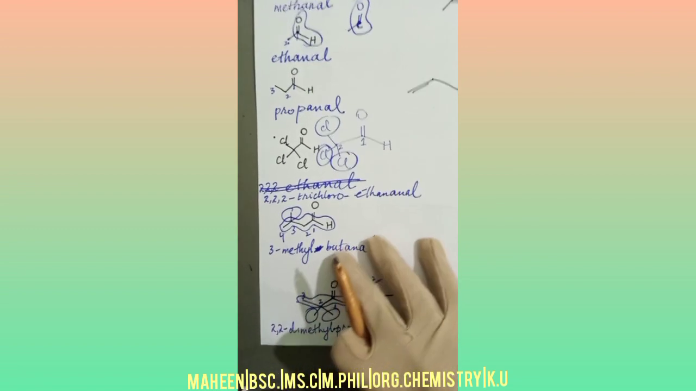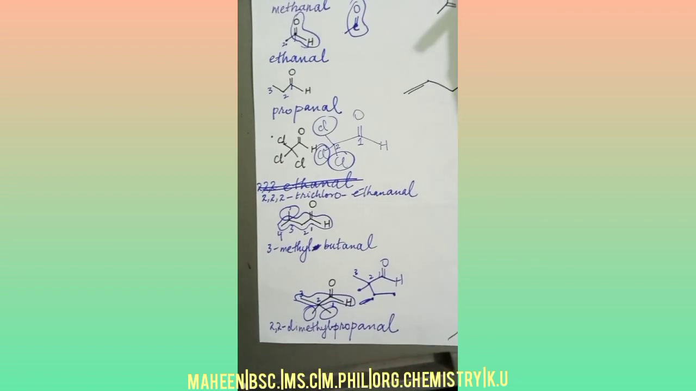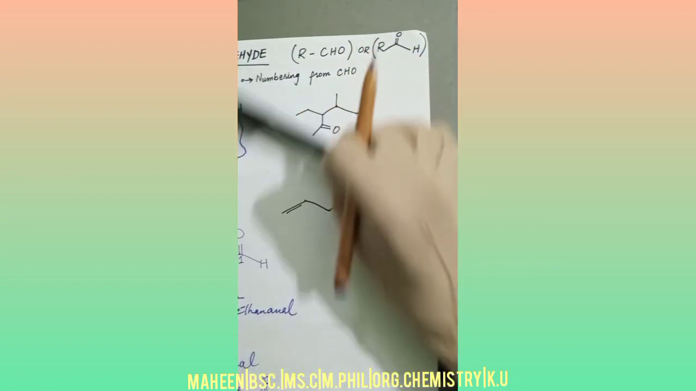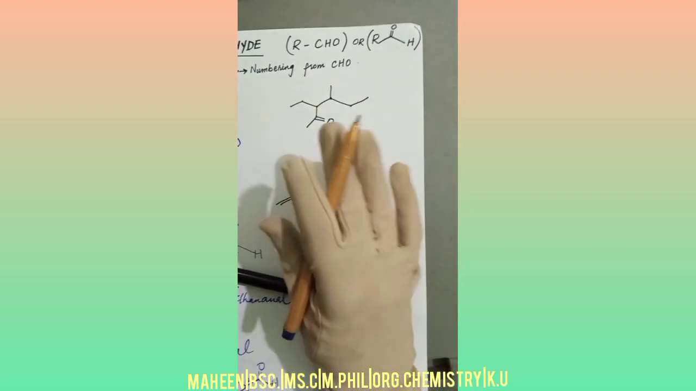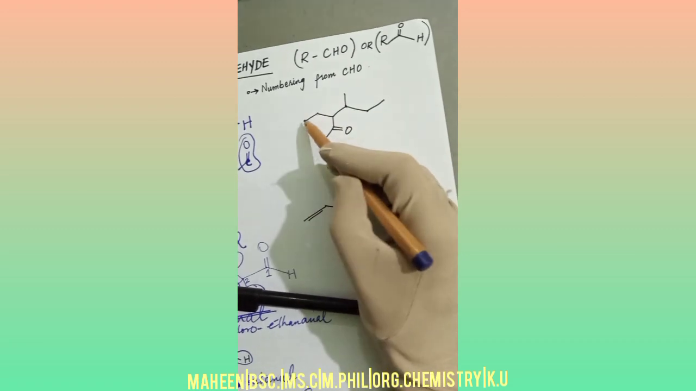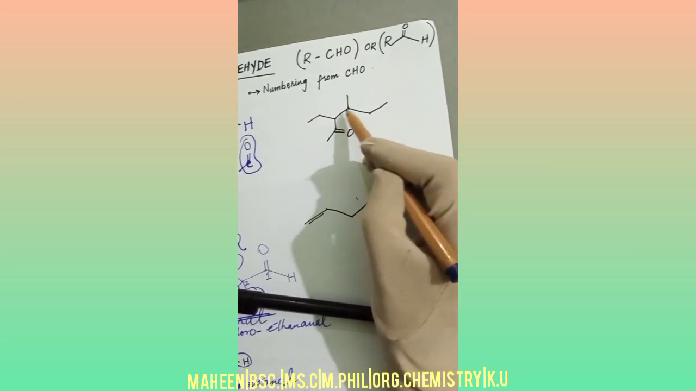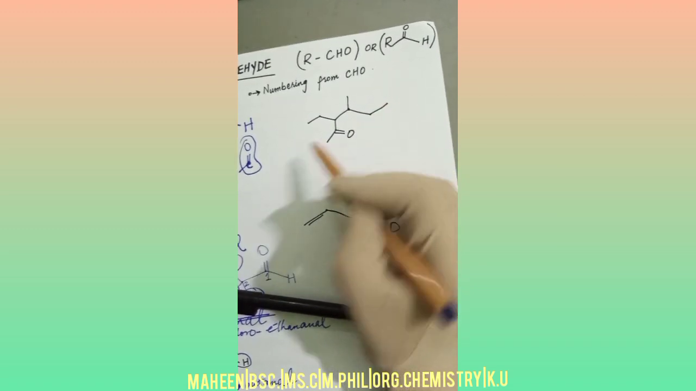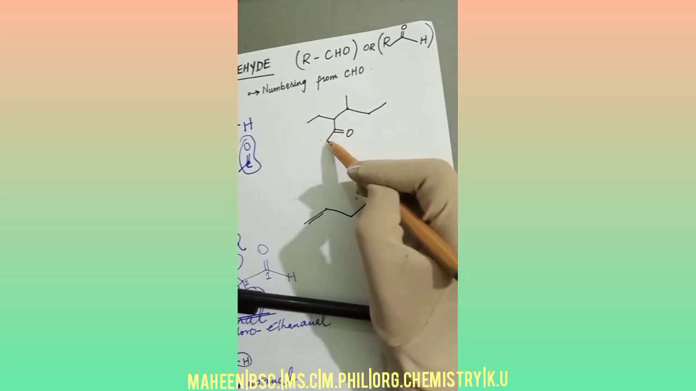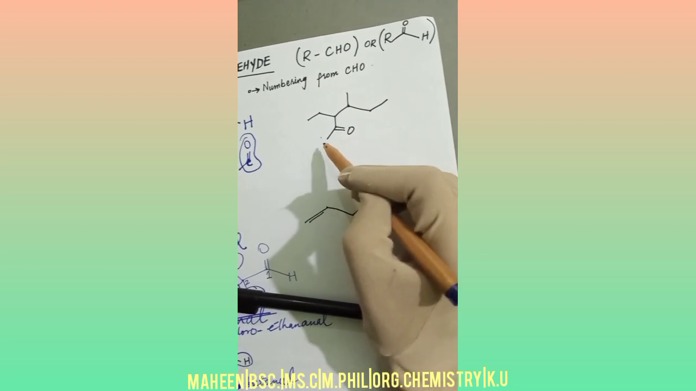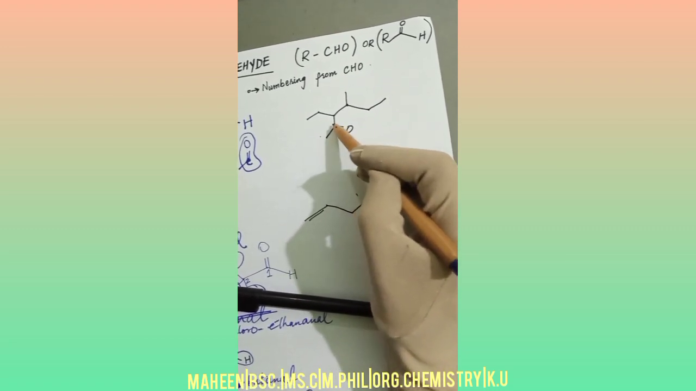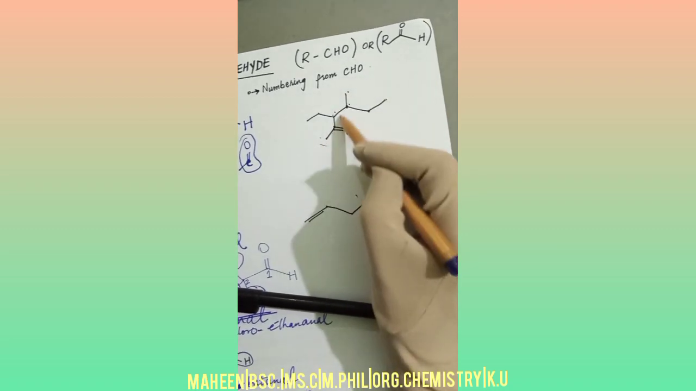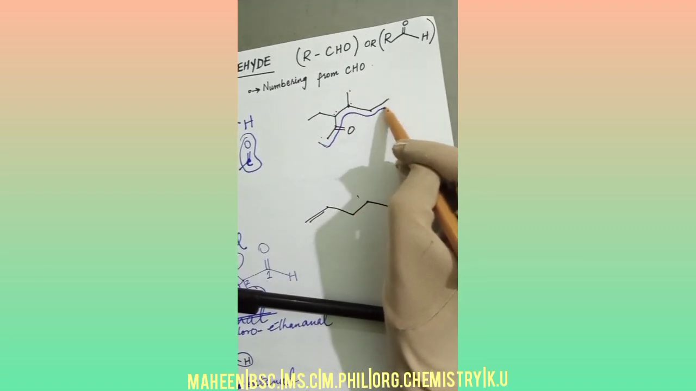Okay. Now coming to the next structure. It is quite complicated. We are going to select the longest chain. Students usually select this chain, na? 1, 2, 3, 4, 5, 6. But no, it's wrong. I can select a chain which has the functional group involved in it, which is this: 1, 2, 3, 4, 5, 6. I can select this one. So I will select this one.